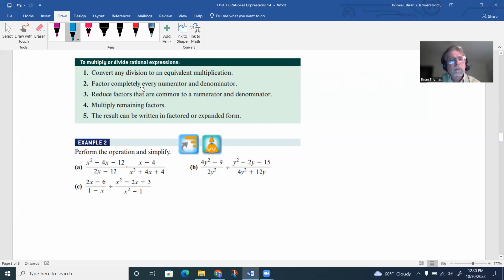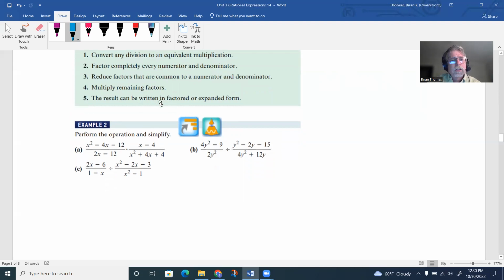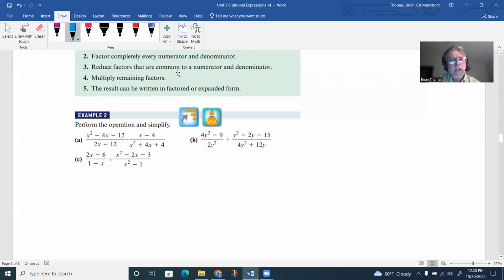The next thing we want to do is factor completely every numerator and denominator as possible. And then we want to reduce factors by dividing out any common factors. And then what we want to do is multiply the remaining factors together. And the result can be written in what's called factored or expanded form.